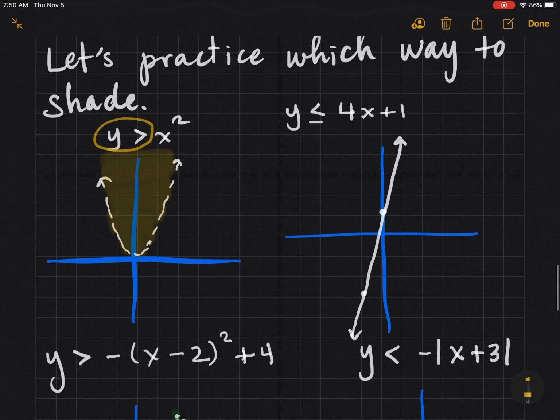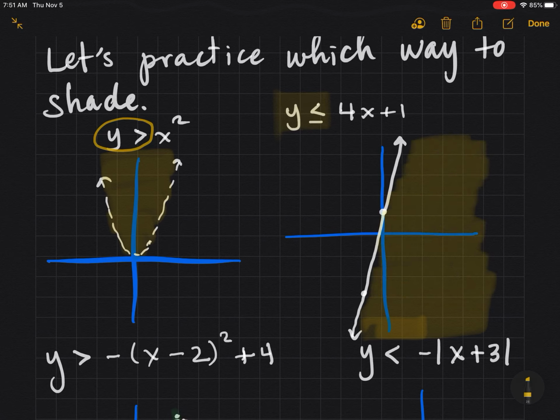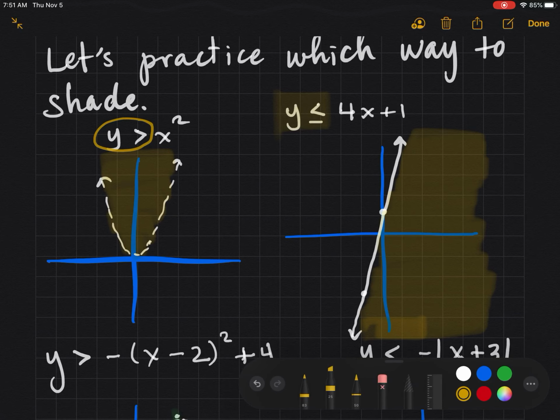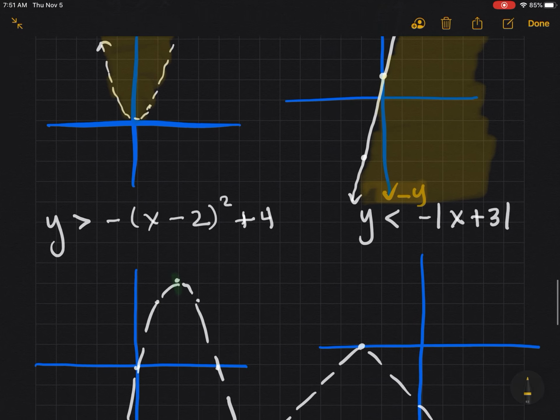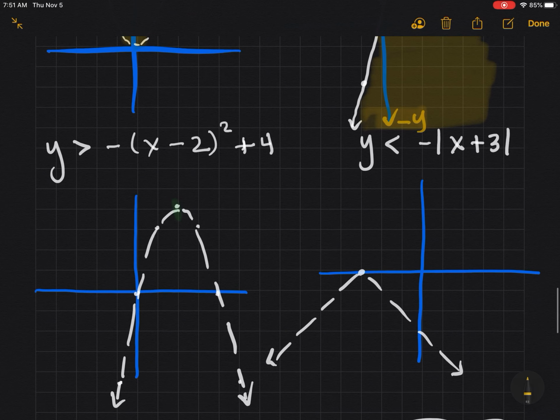Now let's look at this line. It says y is less than the line. So if y is less than the line, that means go to the line but shade below the line. It's not a question of right or left. It's a question of above or below. So when we look at the y-axis, this is above and this is below. So notice I've shaded the part where y gets smaller.